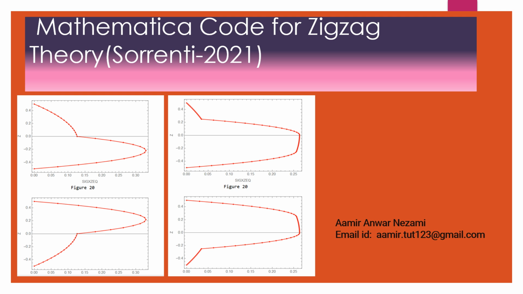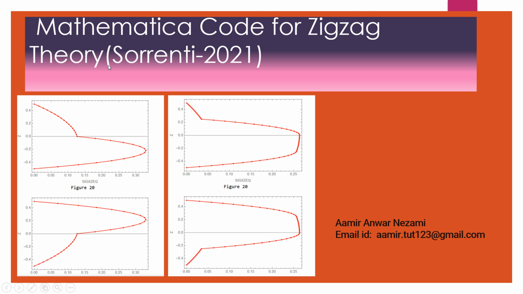If you ask me which one is more suitable, for the analytical code I use Mathematica most often. Otherwise, MATLAB is much better for other types of codes like FEM and so on. For me, Mathematica is much handier for analytical code. So today we are going to see the Mathematica code for the zigzag theory.